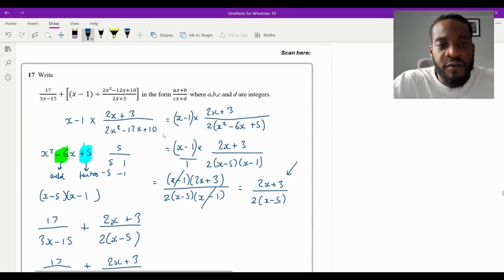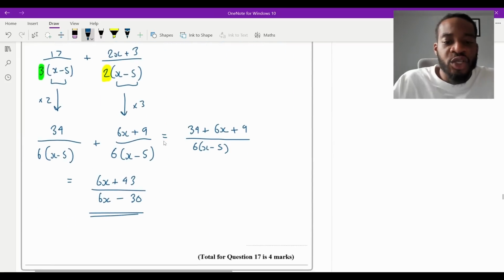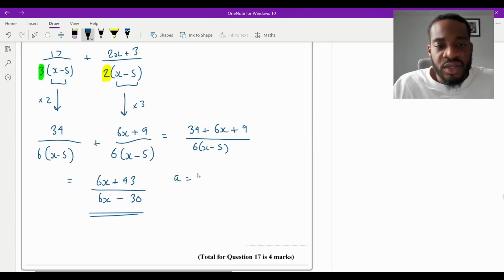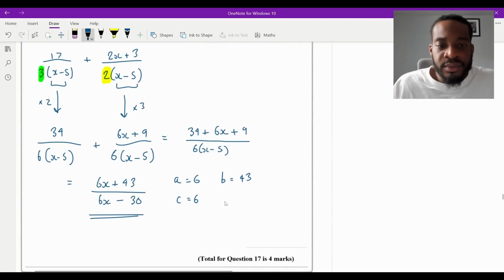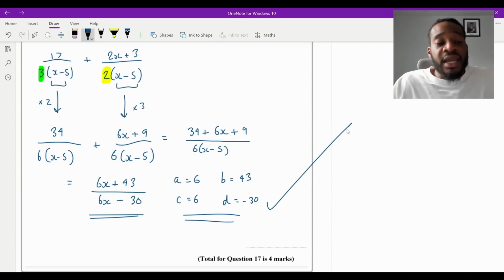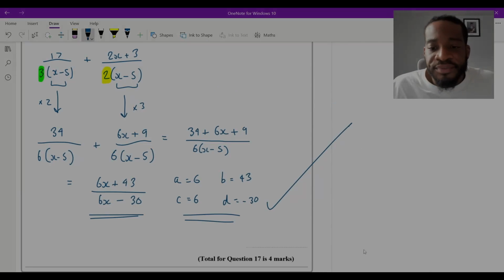And as we can see, it's in that form. And to be fair, you don't need to actually write the integers, but you may as well. A is equal to 6. B is going to equal 43. C is going to equal 6. And it's plus D, isn't it? So that is going to be minus 30. And that's it. That's question 17 finished.